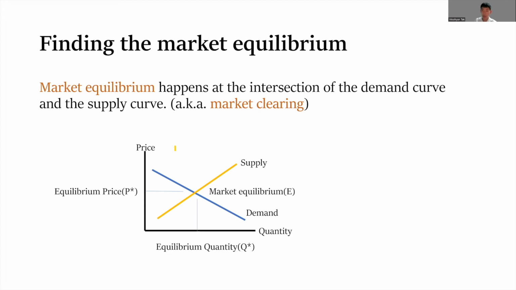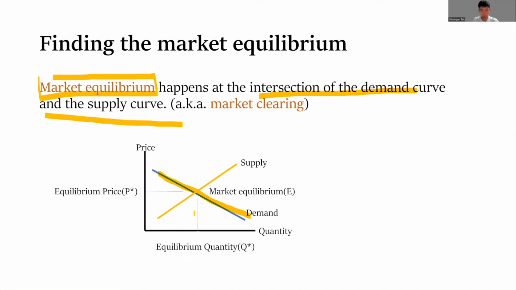Then we have understood what the law of demand and law of supply are. Then let's find the market equilibrium. Market equilibrium happens at the intersection of the demand curve and supply curve.